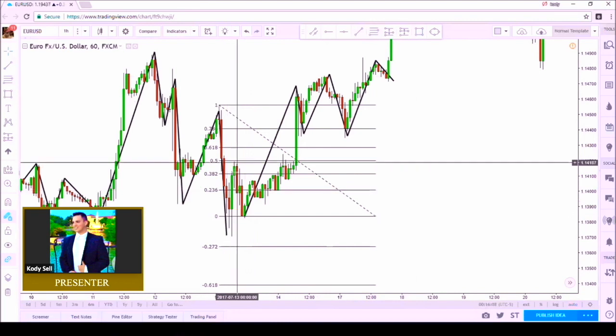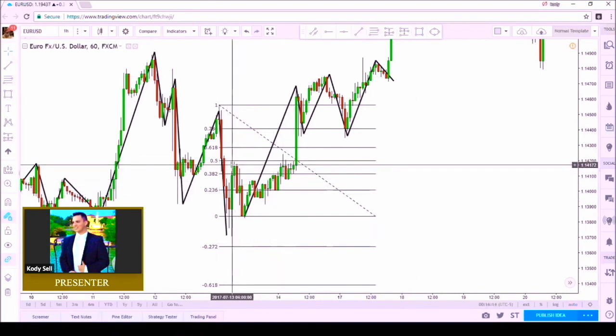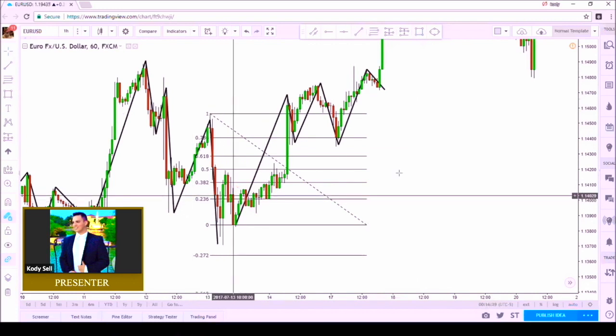Boom, look how well this 50% was getting respected, right? And we talk about the 50% a lot of the time with Euro US dollar, and then boom, then we saw the rejection. So this was the correct Fibonacci sequence.